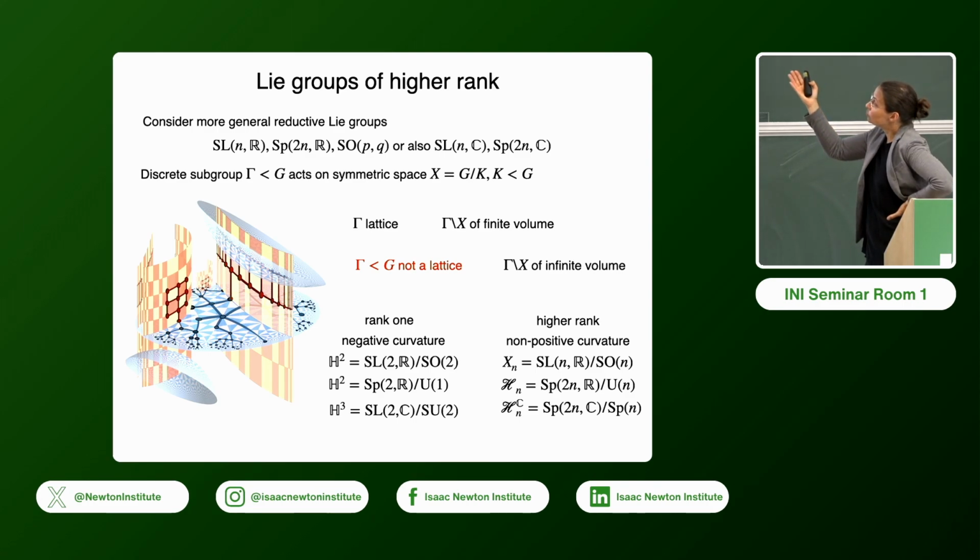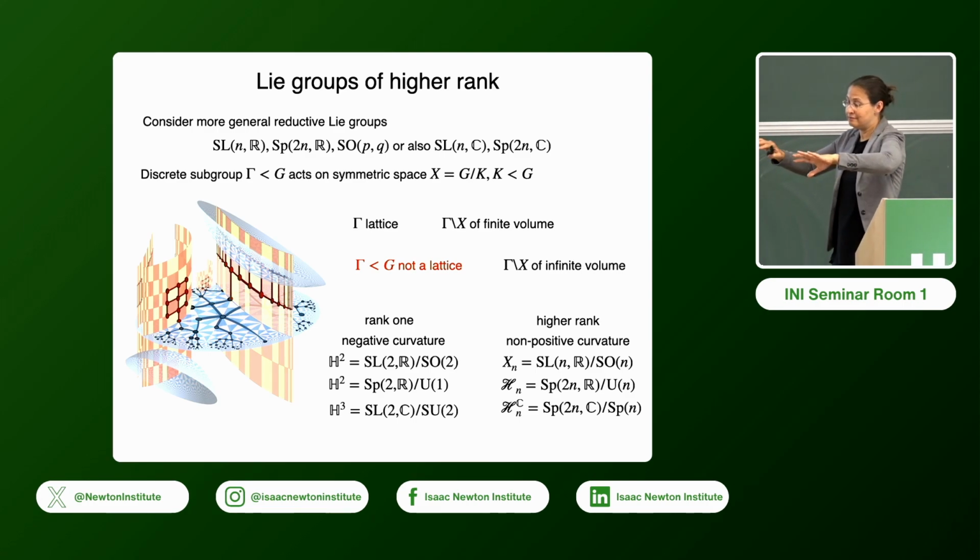There are two clear separations. First, we can look at lattices, so discrete subgroups which have finite co-volume, or we can look at discrete subgroups which don't have finite co-volume, so which are not lattices, which means that if we look at the quotient manifold, this locally symmetric space, we have a space of infinite co-volume. And I'm mostly interested in groups which are not lattices.